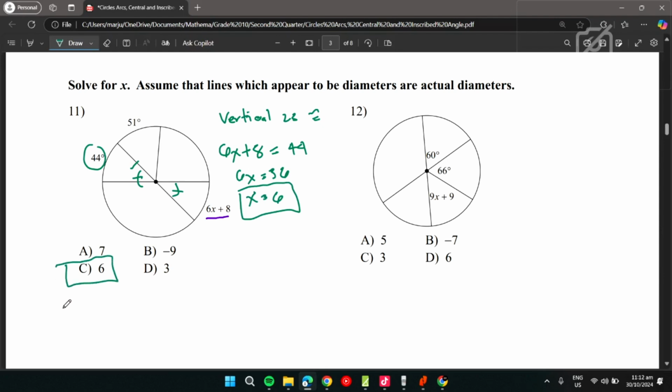Alright? So, that's it. It's like a two-step solution. Try to solve number 12 on your own. Solve for x.